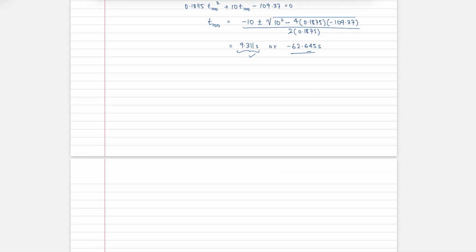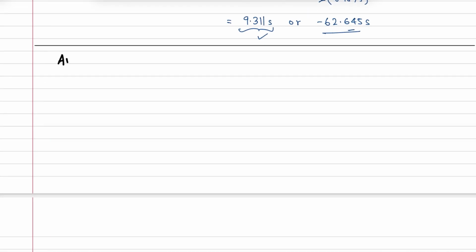So if I were to write that down, I have average acceleration, which is A average is equal to delta V, the change in velocity over the time taken.